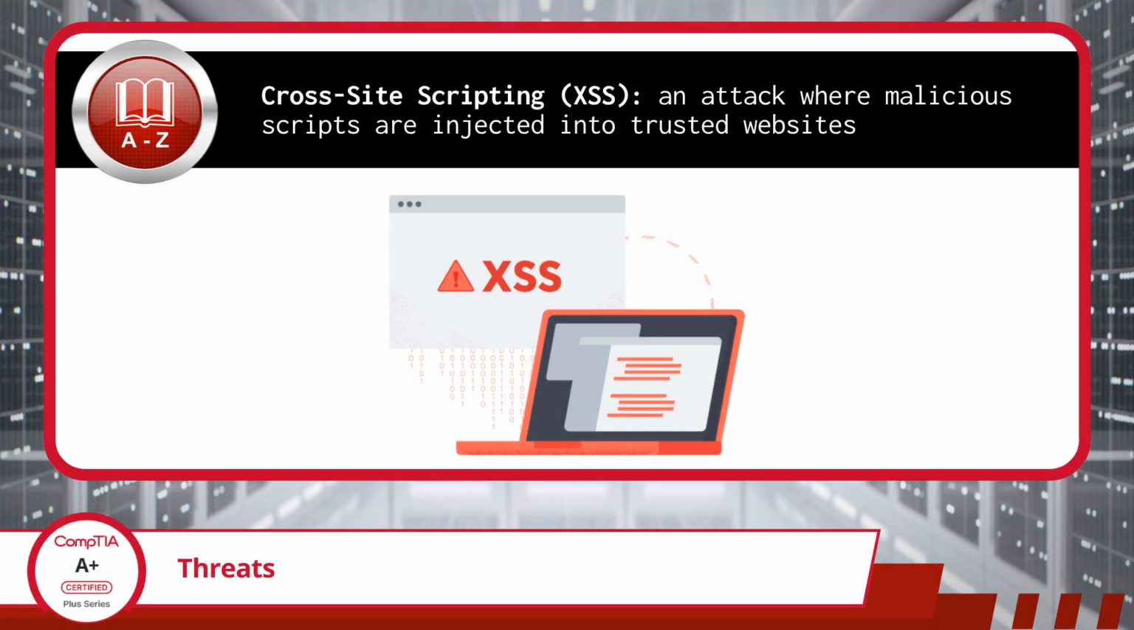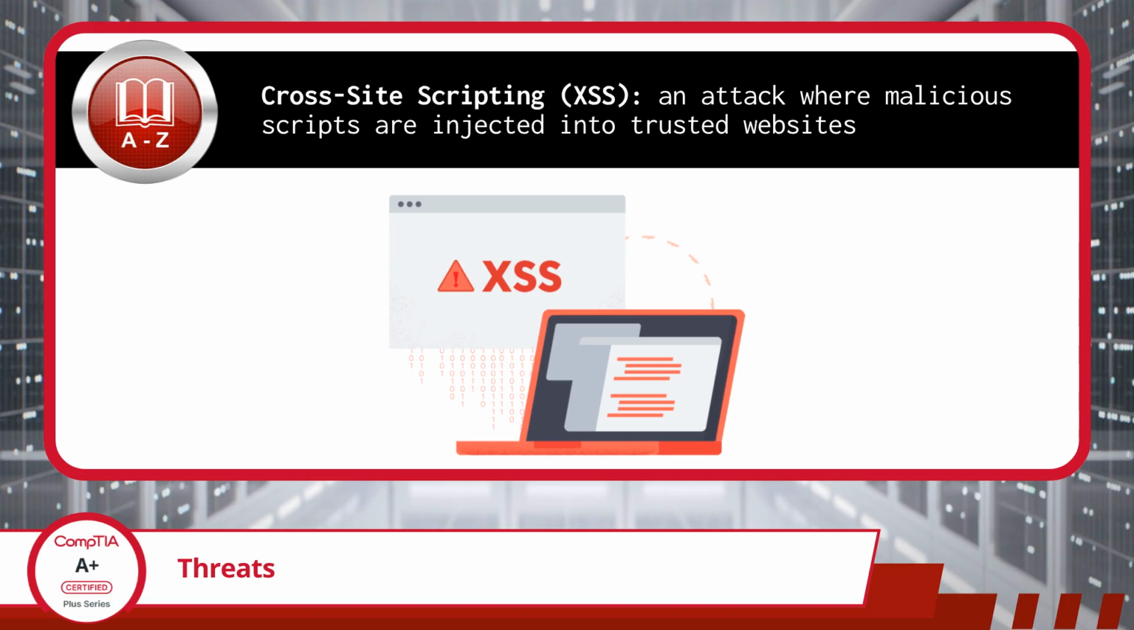Last up, we have cross-site scripting, commonly abbreviated as XSS. Cross-site scripting is an attack where malicious scripts are injected into trusted websites. These scripts are then executed within the browsers of other users visiting the site. These scripts may steal cookies, session tokens, or other sensitive information. In some cases, attackers may even trick users into performing actions they never intended to perform.